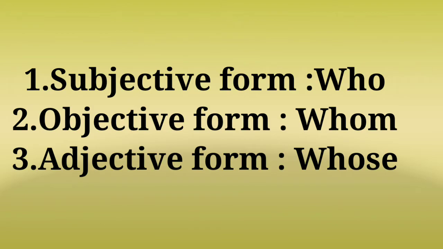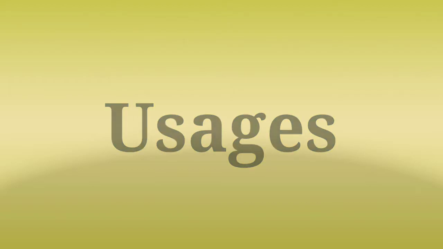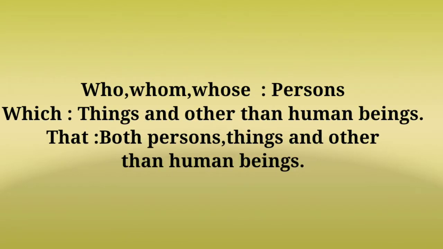They have three forms. Subjective form, that is who. Objective form, that is whom. Adjective form, that is whose. Let's know where we use them in sentences. Who, whom, whose are used for persons. Which is used for things and other than human beings. That is used for both persons and things.